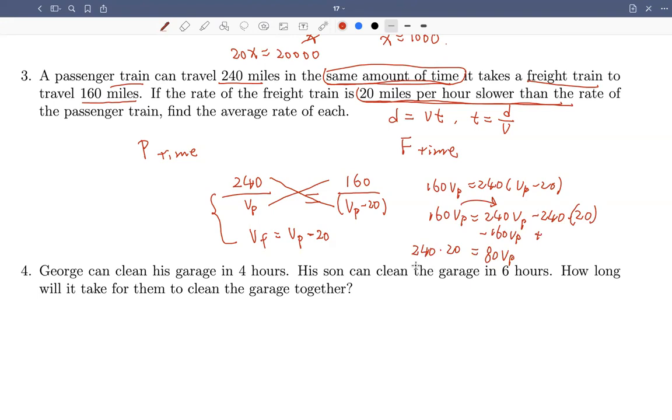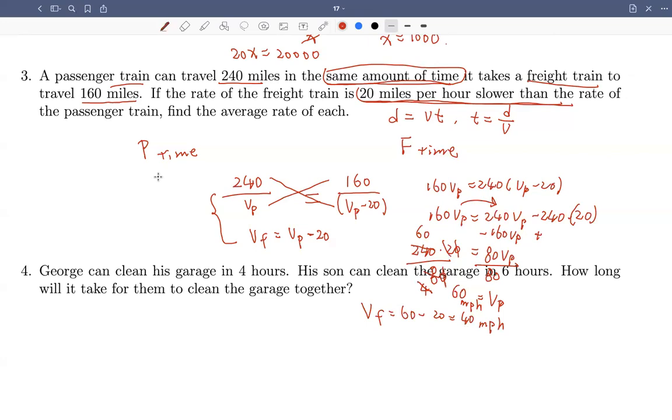Now we divide by 80 on both sides to get VP by itself. So the speed for the passenger train, well, let's simplify it. 0 cancels with 0, which is the same as dividing by 10 in the numerator and by 10 in the denominator. Then 2 simplifies 8 to be 4. Well, 4 goes into 240 60 times, right? 4 times 6 is 24. So VP equals 60 miles per hour. Then VF is 20 miles slower than VP. So that's 60 minus 20, which is 40 miles per hour. VP is 60 miles per hour.